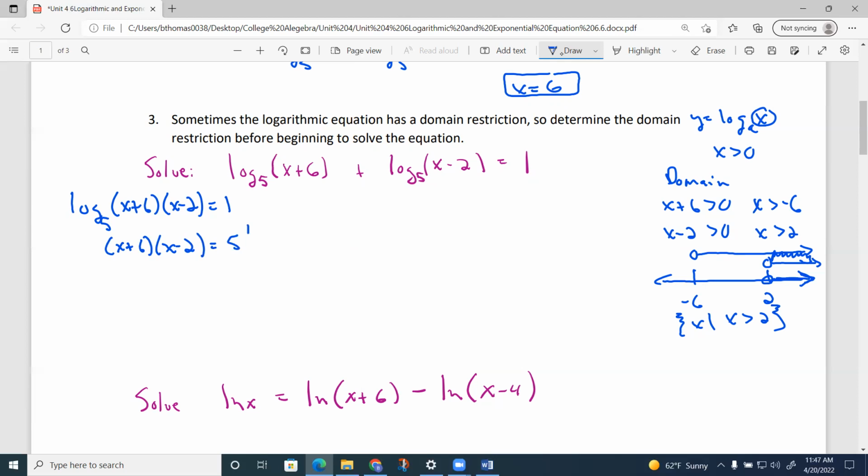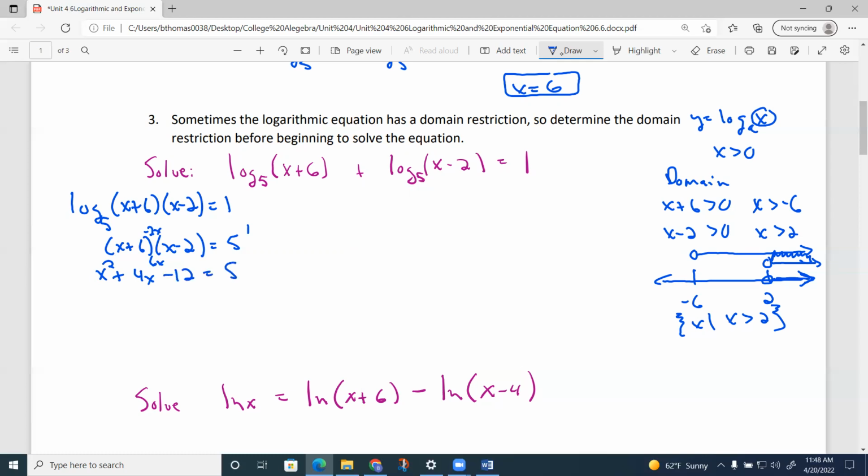Remember, the base and the exponent go together to make one side of the equation, which leaves us x plus 6 times x minus 2. Now 5 to the 1 is just 5. Since this is not 0 on the right-hand side, this quadratic has to get rebuilt. We multiply it all back out and then set it back to 0. Using FOIL, we have x squared, and then negative 2x and 6x becomes 4x. And then 6 times negative 2 would be negative 12. And that's going to equal just 5.